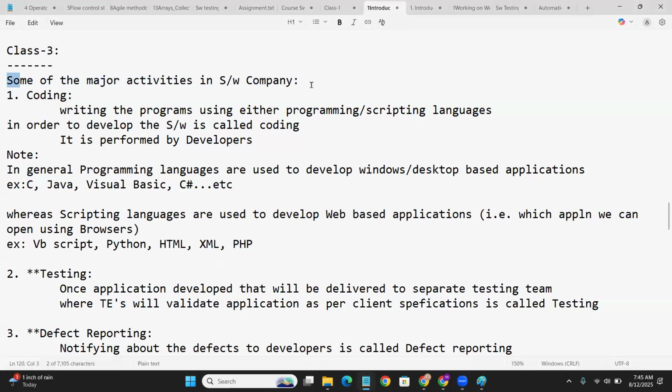So, some of the major activities in a software company. Coding means writing the programs using either programming or scripting languages in order to develop the software.